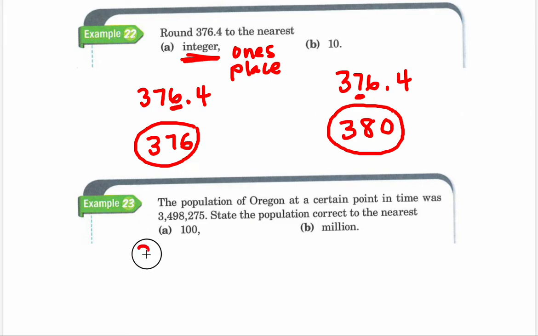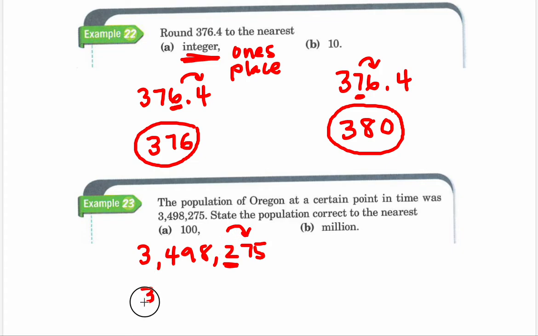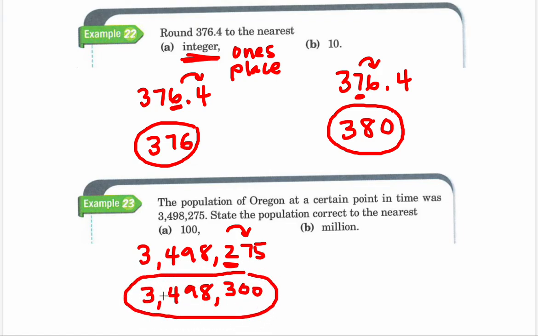Okay, so the first one to the nearest hundreds. Let's recopy the number down. We have to underline the number in the hundreds place, and then we look next door at the 7. We're always looking next door to the one that's just lower. It's 5 or more, so we're going to add one more. Copy everything back down. Instead of a 2, now it's a 3. Everything else is a 0. So to the nearest hundreds, your answer would be 3,498,300.